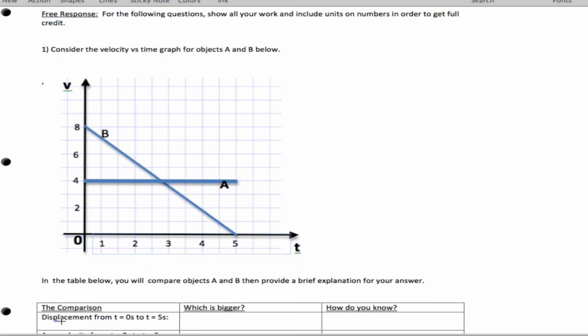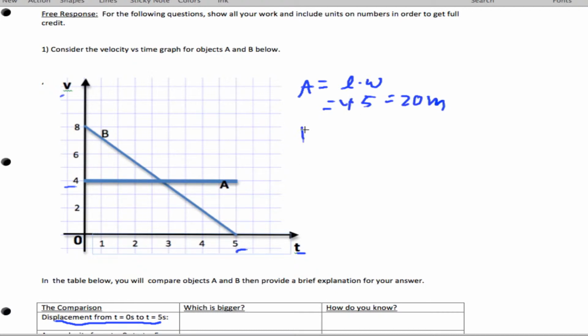So first we want to compare the displacement from 0 to 5 seconds. Well, let's remember the displacement is the area underneath the velocity versus time graph. So for A, that's going to be length times width, which is going to be here 4 times 5, and that's going to be 20 meters.